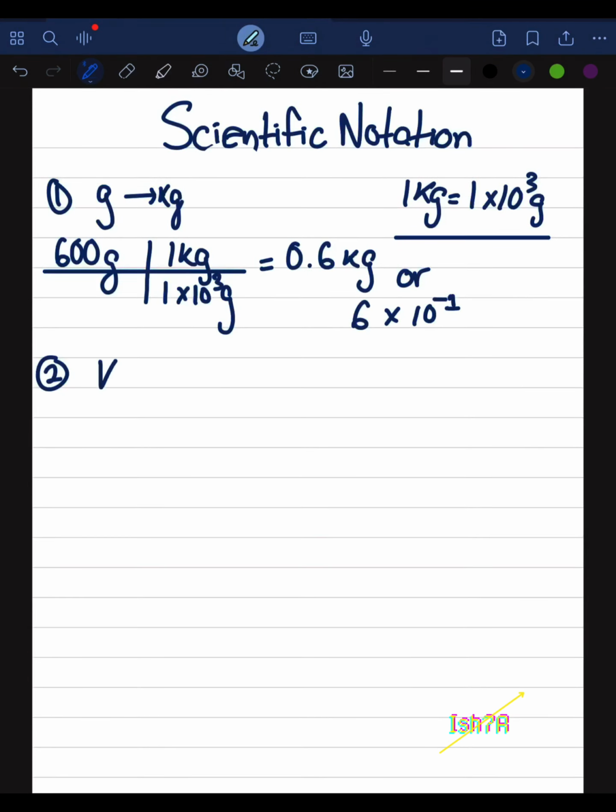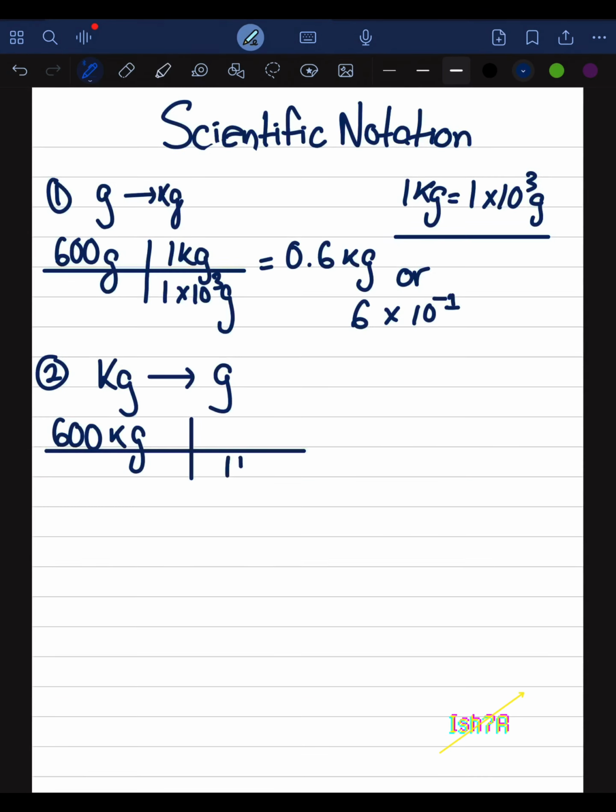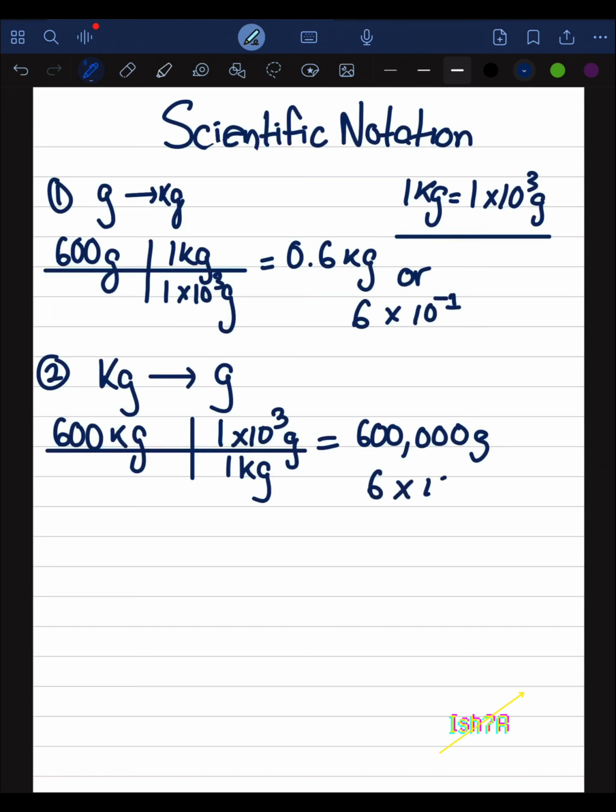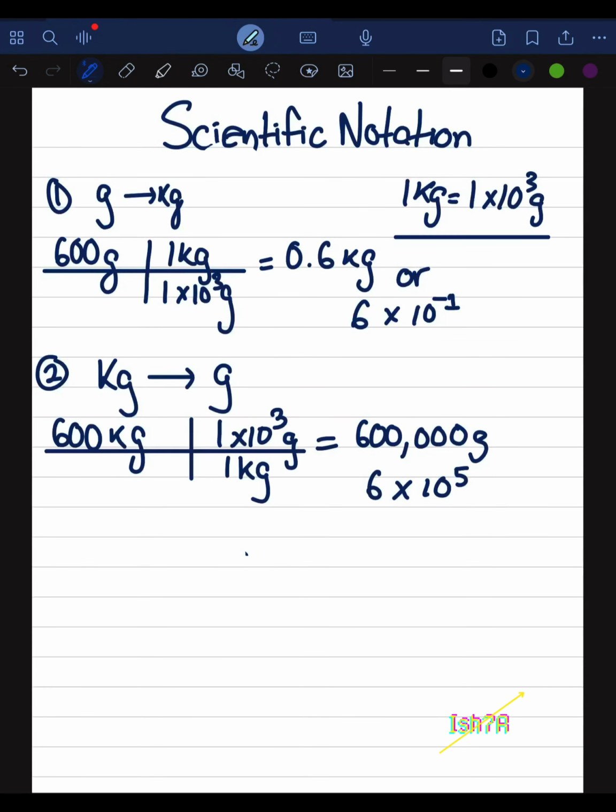Let's do it the other way around, turning kilograms to grams. Beginning with 600 kilograms, for each kilogram, there's 1 times 10 to the power of 3 grams. And that is going to equal 600,000 grams, or 6 times 10 to the power of +5.